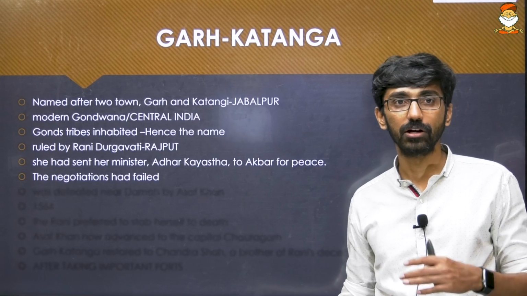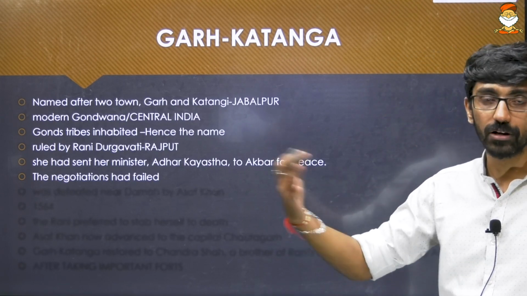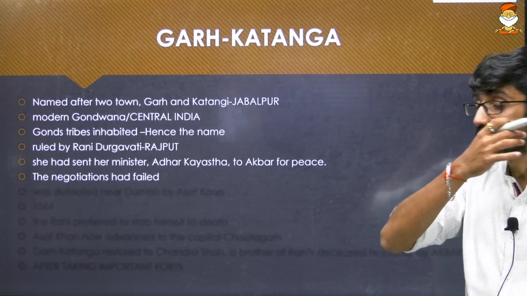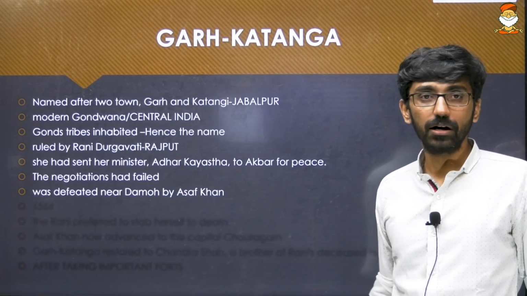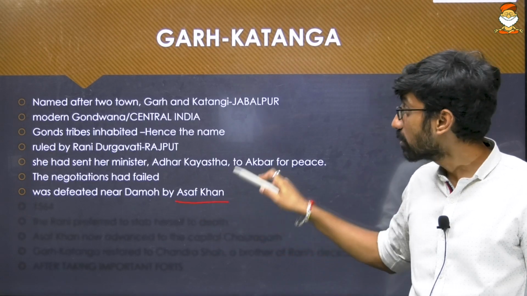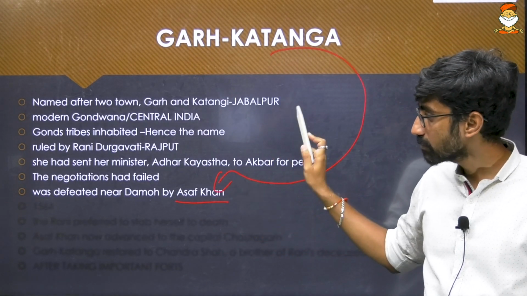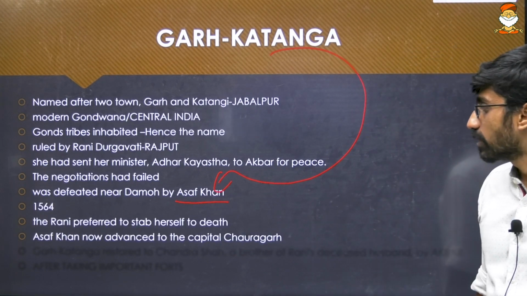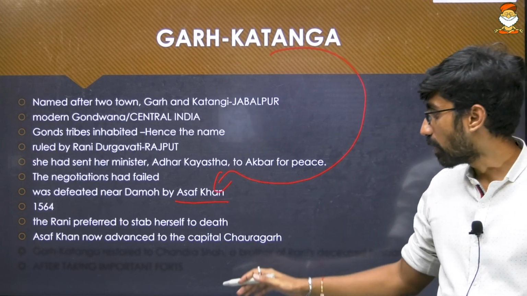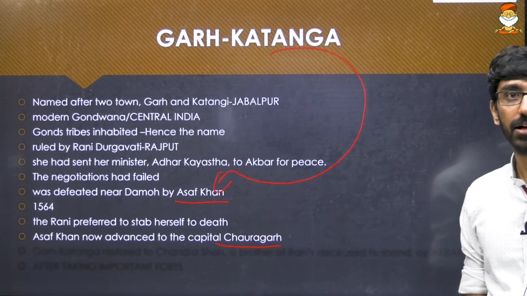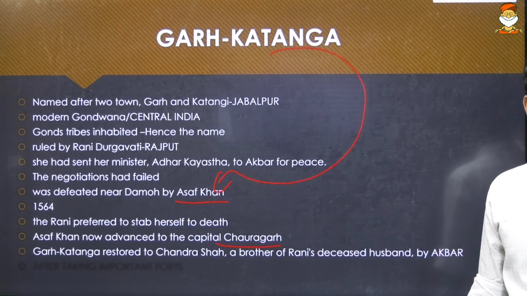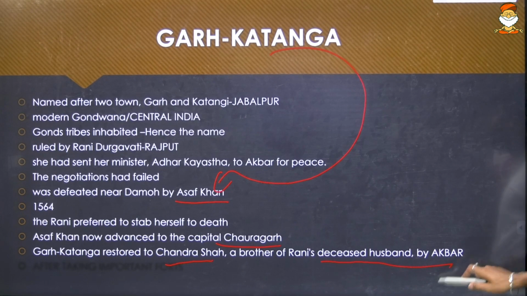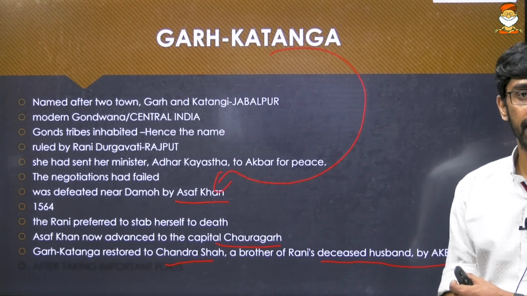She sent her minister initially to negotiate with Akbar, because Akbar was asking for her to accept his suzerainty, expanding his suzerainty for peace, but the negotiation failed. And now what happened? The army of Garha Katanga was defeated at Damoha by Asaf Khan. And then later, in 1564, the Rani preferred to stab herself to death. Asaf Khan now advanced to the capital Chauragarh, the capital of Garha Katanga. Then it was restored to Chandra Shah, a brother of the Rani's deceased husband, by Akbar.